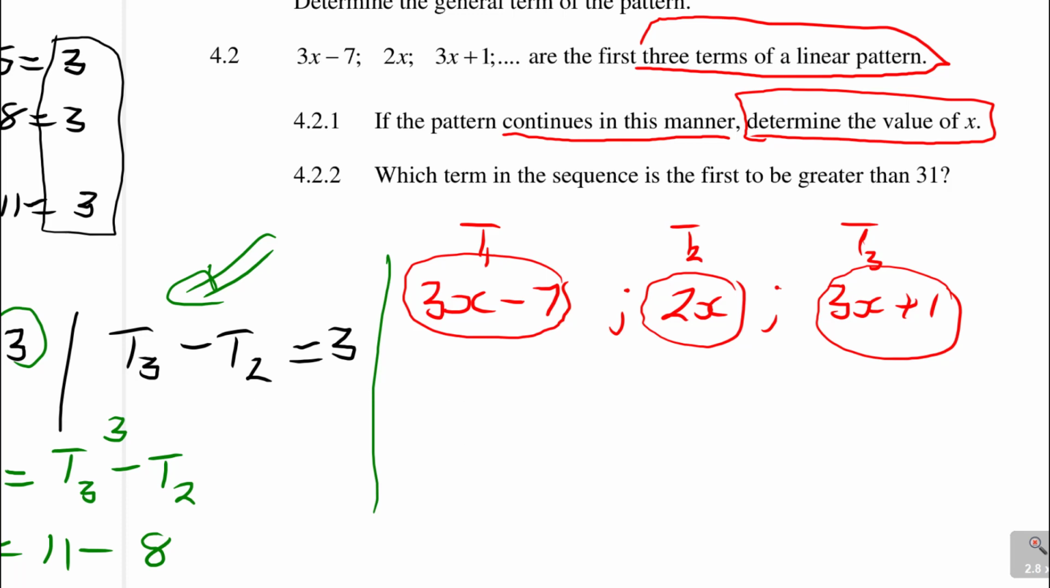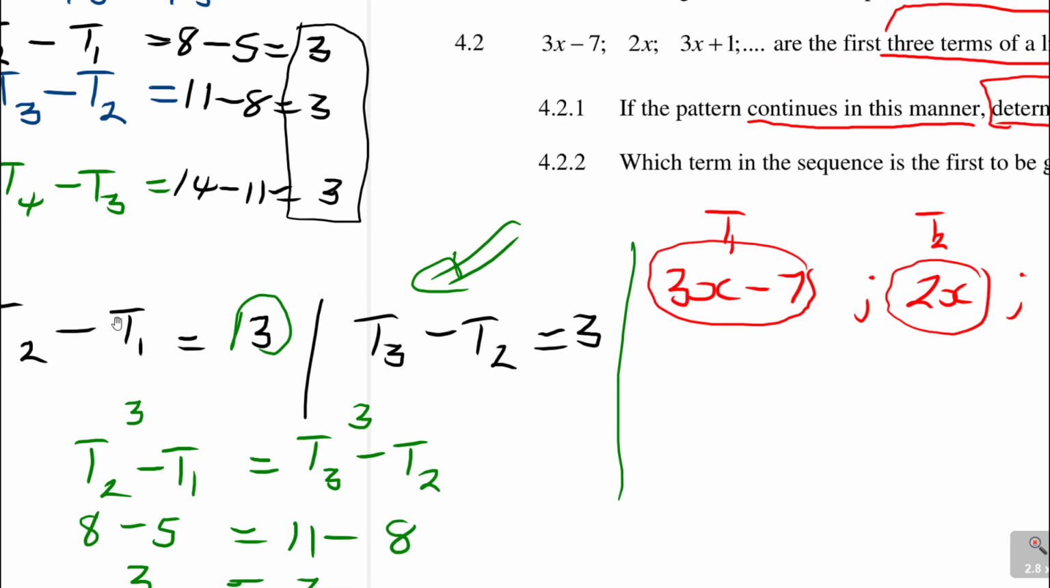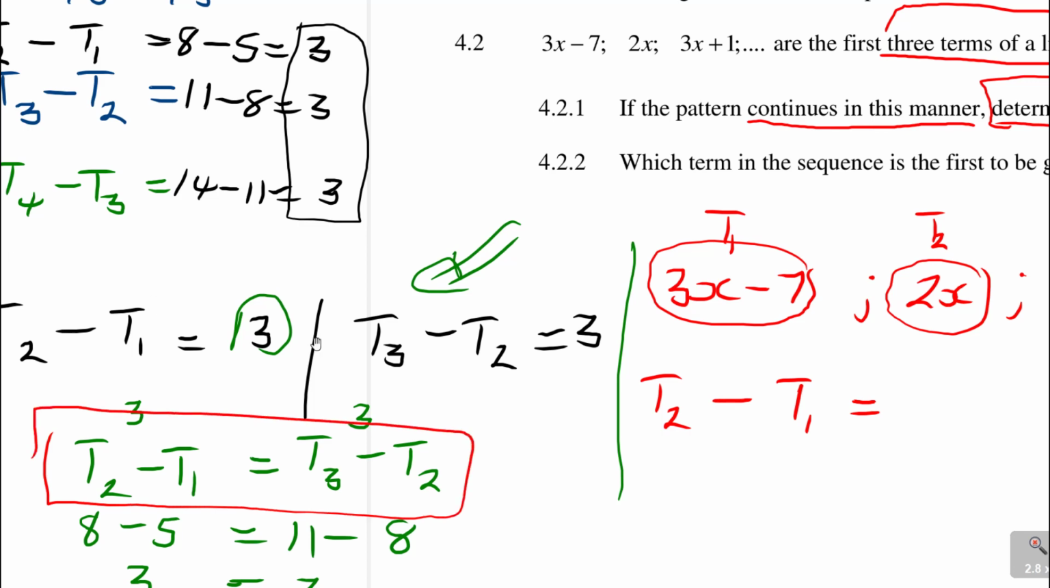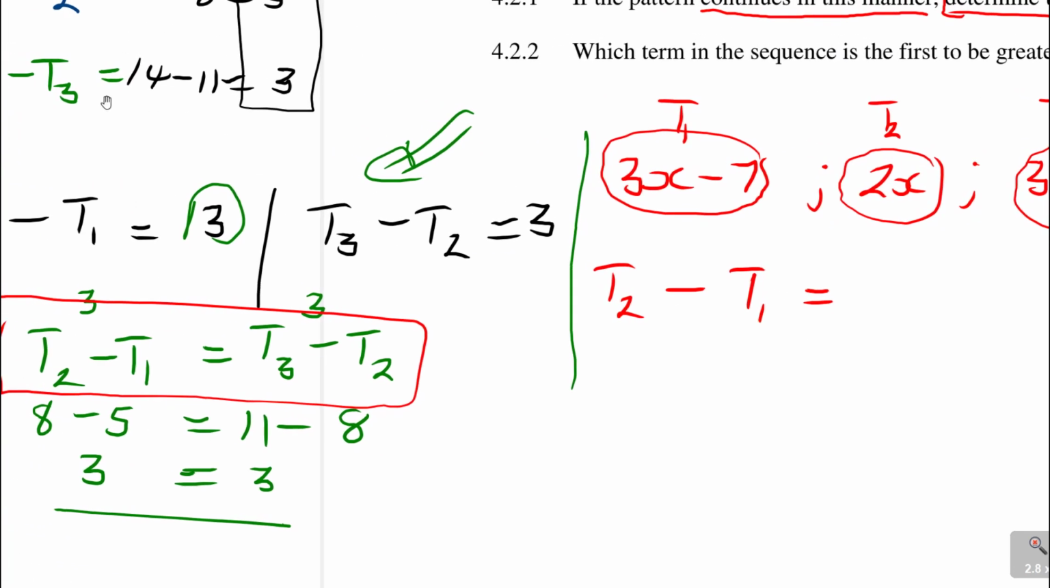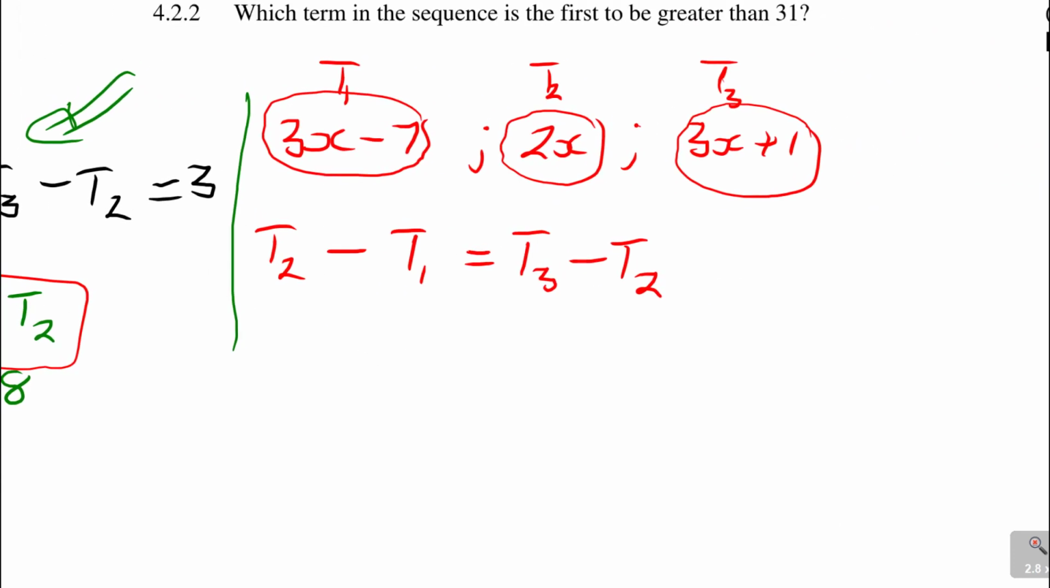So if I follow the same thing I did here to say T2 minus T1, what I will have here, I'll say T2 minus T1 is equal to what? T3 minus T2. I'm following this method here. So T2 minus T1 is equal to T3 minus T2. You see that? Then what you need to do is algebra. Now what is T2? It's 2x minus, what is T1? Now pay attention now. You are going to say T1 is 3x minus 7.